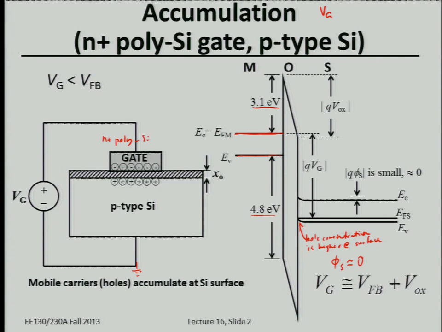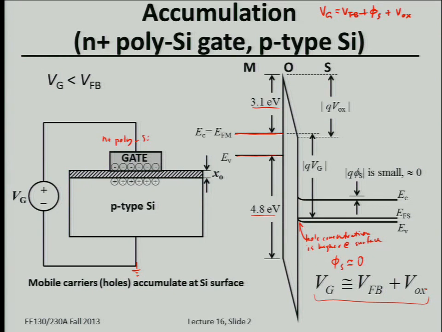Remember the general equation: when we apply a voltage to the gate, relative to the body or the bulk of the silicon, that voltage is going to be dropped partly. There's a built-in flat band voltage due to the work function difference between the gate and the silicon. So the gate voltage equals the flat band voltage plus the voltage dropped across the silicon plus the voltage dropped across the oxide. In accumulation, the voltage dropped across the silicon can be approximated as negligible compared to the other voltages. So we can write a simple equation: the gate voltage is approximately equal to the flat band voltage plus the voltage dropped across the oxide.